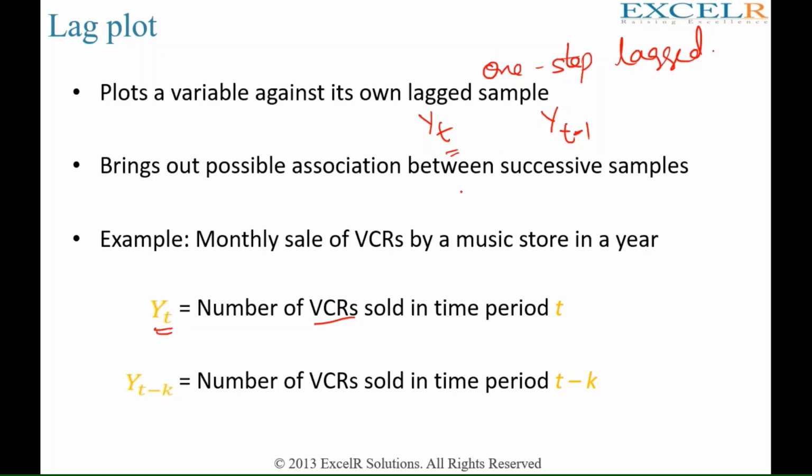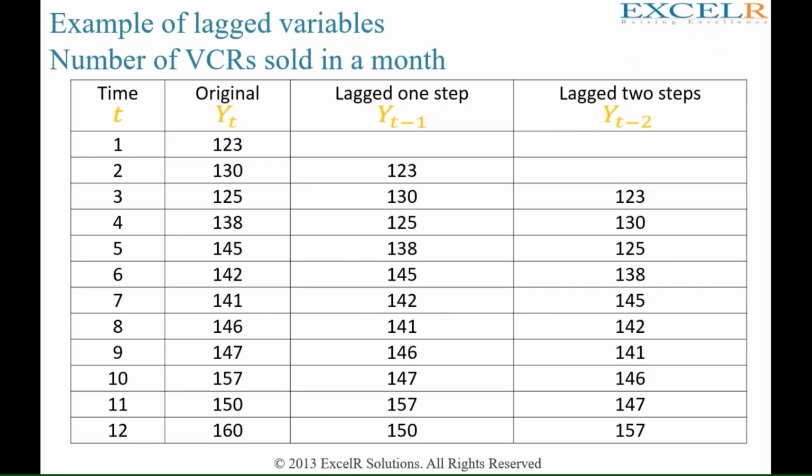And you can also have two steps lagged. If you have YT and YT minus 2, if you're trying to plot these two and look at the correlation between, say, today's sales and today's back sales, it's called a two-step lagged. How will this help? So this is how it will be.